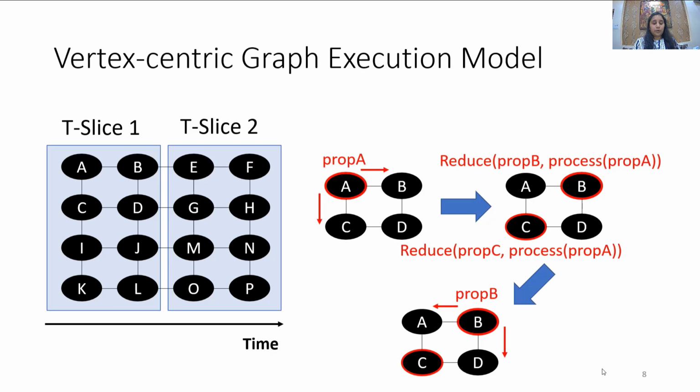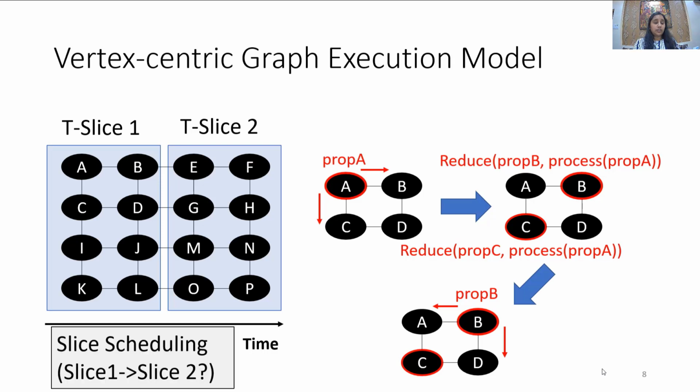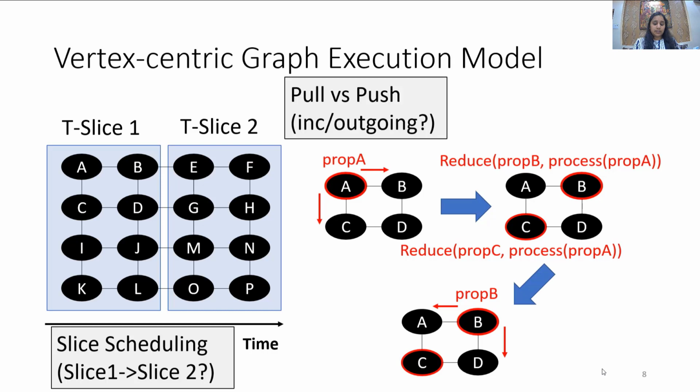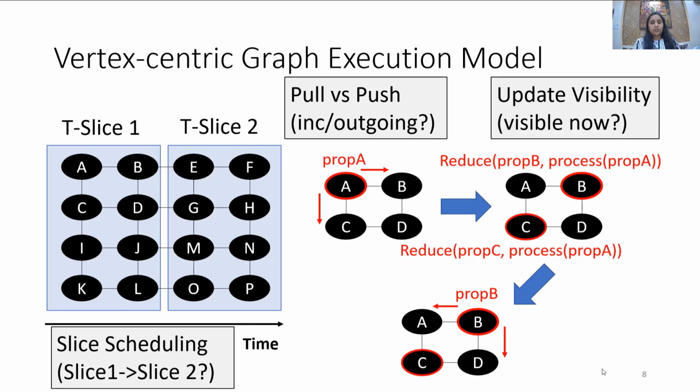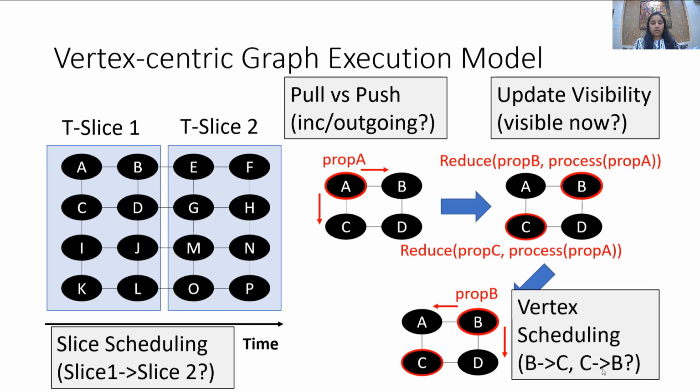Now this provides 4 important options. The first option is the order in which we would schedule these slices. The second option is whether we will send the messages to the outgoing edges or we will receive the messages from incoming edges. The third option is whether we will make these updates visible to the other vertices immediately or after a synchronization phase. And then finally, the order in which we execute these concurrently active vertices will significantly impact performance. In the next few slides, I will formally define each of these dimensions and then discuss the insights for its impact on memory and work efficiency.